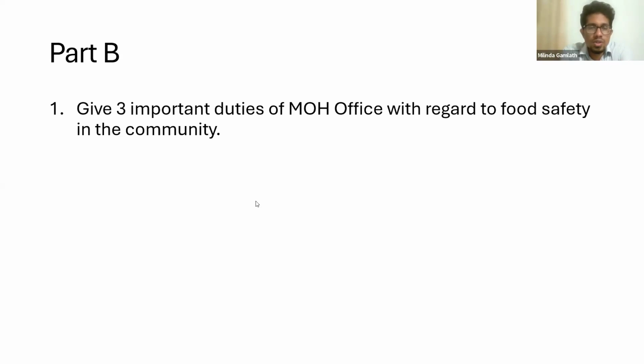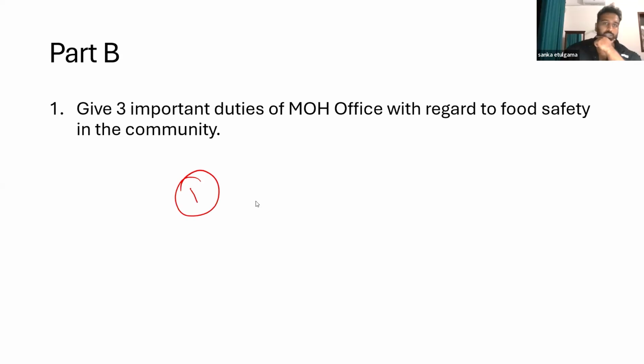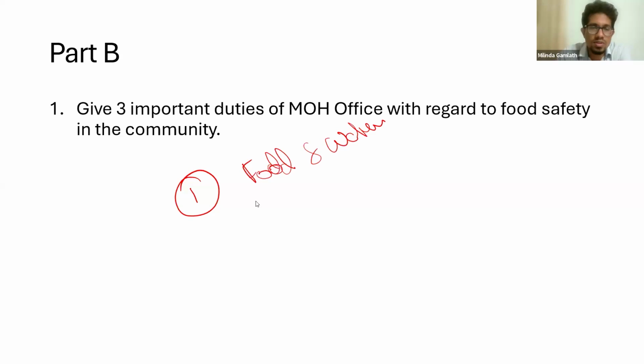Give 3 important duties of the MOH office with regard to food safety in the community. Just 3. So the MOH can send the PHI to check what the problem is in the area, taking samples and all. Yes. So food and what? What samples can he take? Food and water. Food and water sampling. So that is one duty, right? Other thing you mentioned a little bit, inspection.